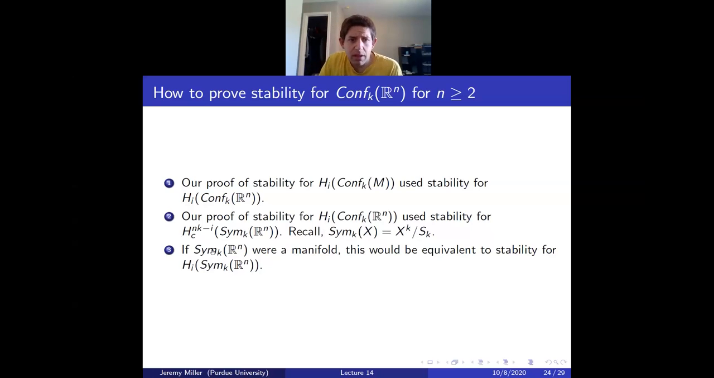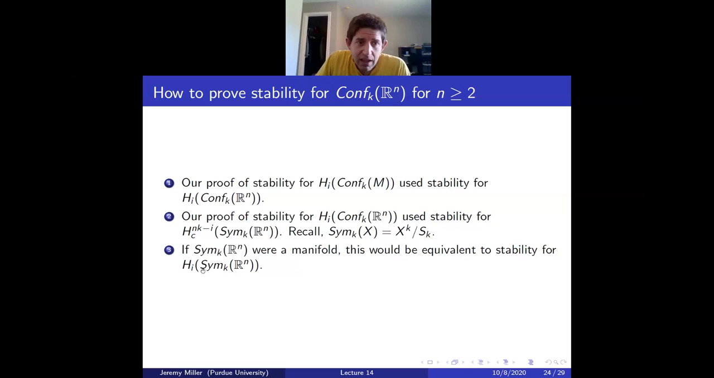So if these spaces were manifolds, then Poincaré duality would immediately give stability for the compactly supported cohomology. But it turns out that if you take the symmetric product of a manifold of dimension 3 or more, it's not a manifold. It's basically an accident that if you take the symmetric product of a surface or a one-manifold, you get out a manifold. In our case, we only needed the case where the manifold was R2, and then there was this argument thinking about monic polynomials in terms of their roots and their coefficients, where we proved that the space was a manifold. But for higher n, it's definitely not a manifold. So we can't just use Poincaré duality.